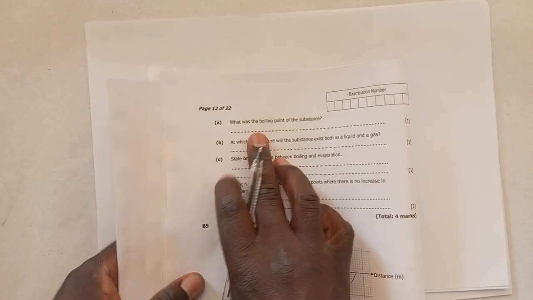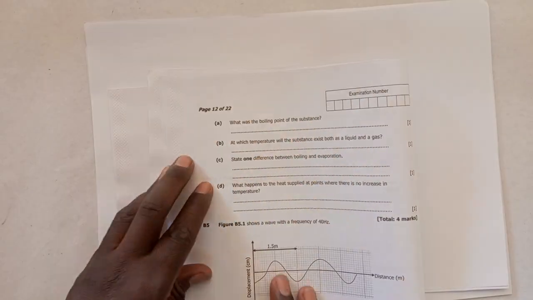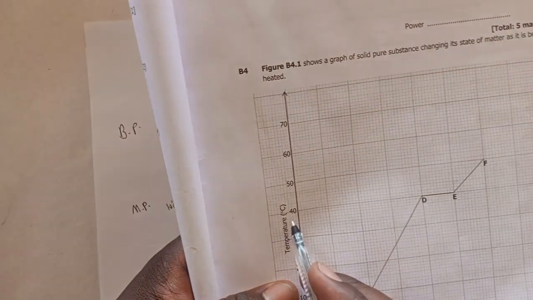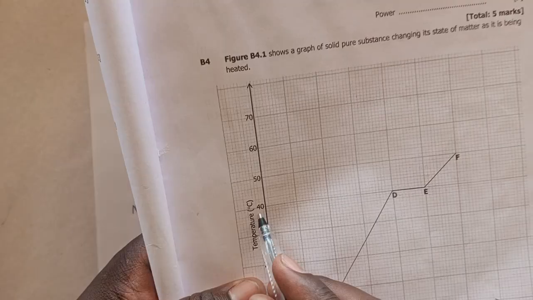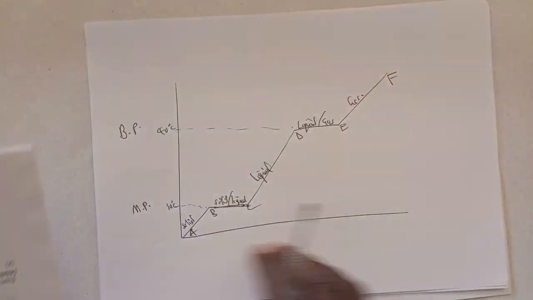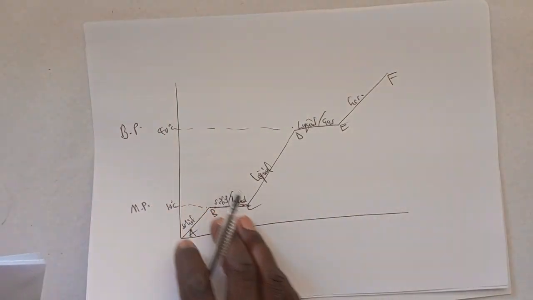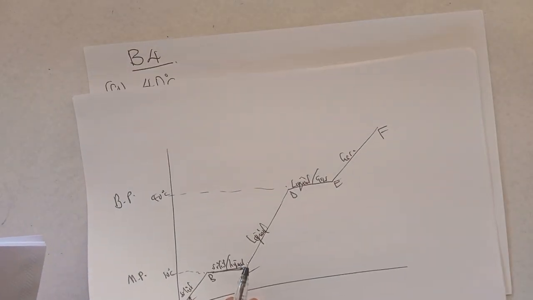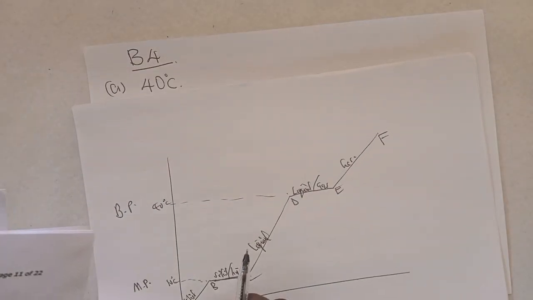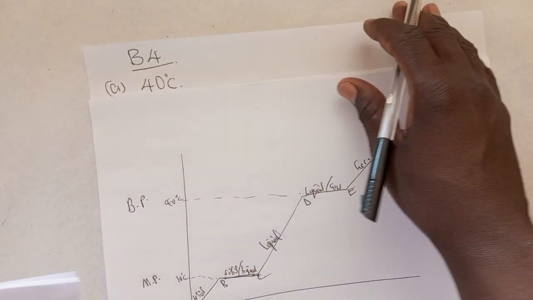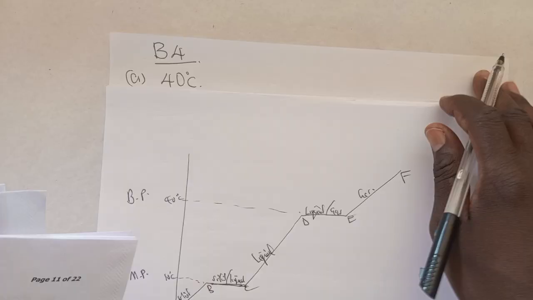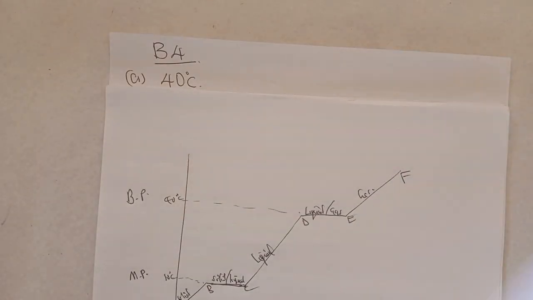What do the questions say? What is the boiling point of the substance? The boiling point of the substance is 40 degrees, because we're looking at the last flat curve, so it is 40 degrees Celsius. Before we move on to the next question, we highlight the answer. This is the answer. The boiling point is 40 degrees Celsius. Okay, I hope it is making sense. Move on to the next question.